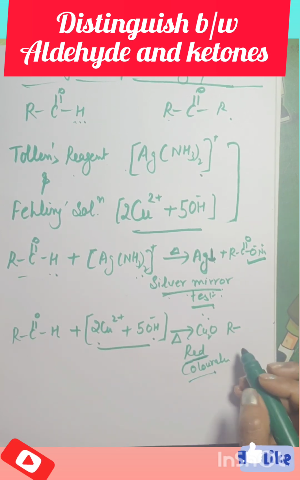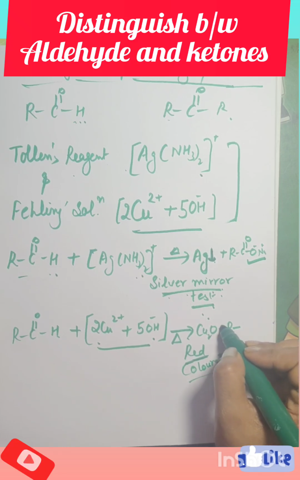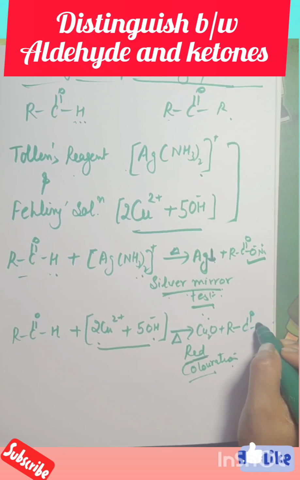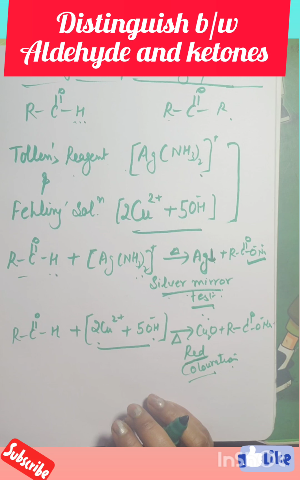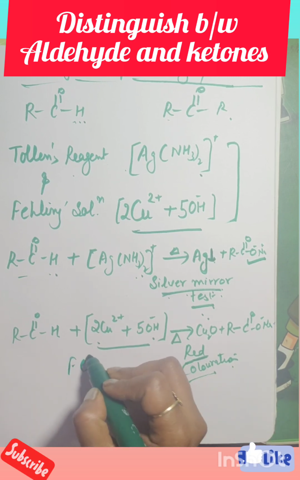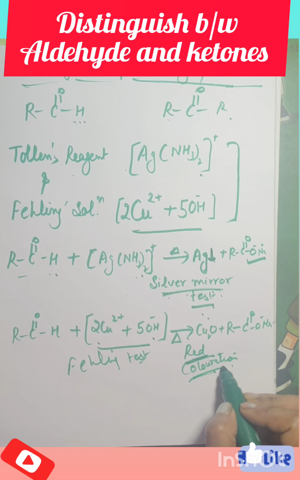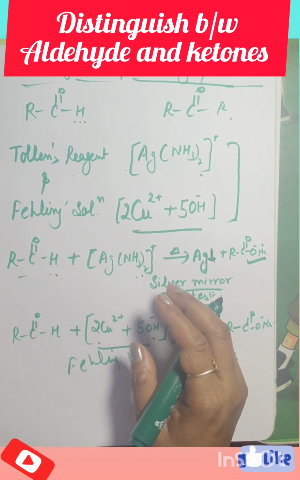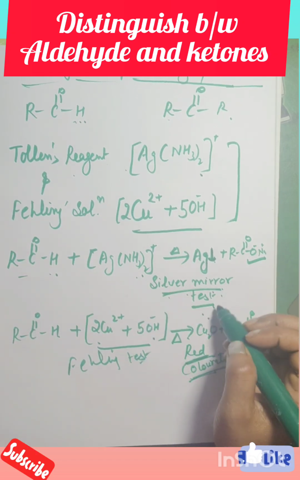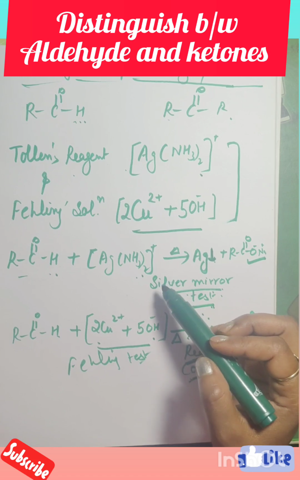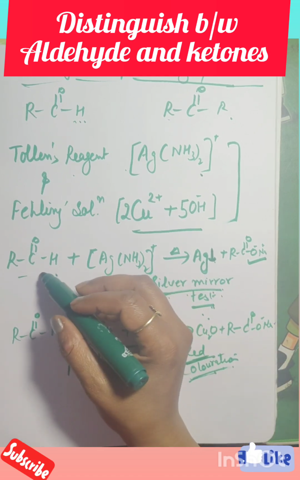Red coloration appears in the test tube, and aldehyde is oxidized. This is called the Fehling test. When red coloration appears, it confirms the presence of aldehyde in the given compound, and when a silver mirror is formed for a particular compound, it also confirms the presence of aldehyde.